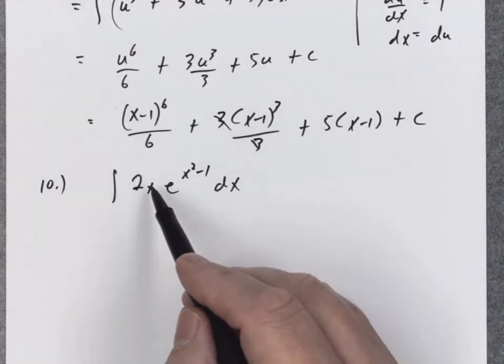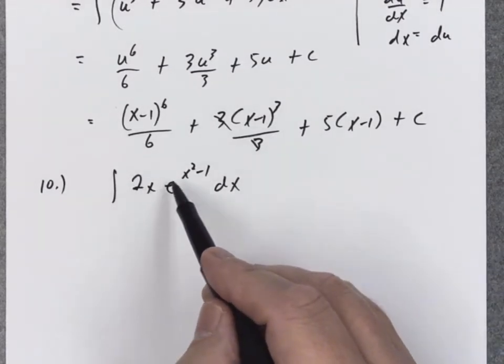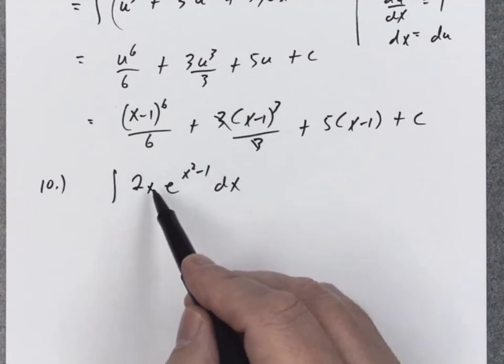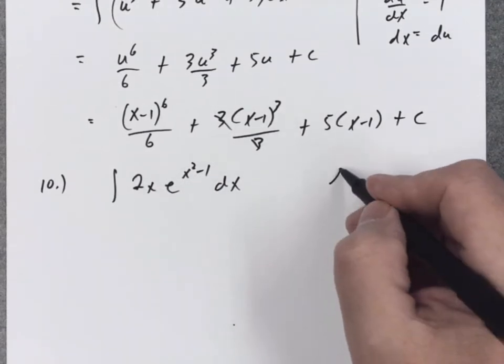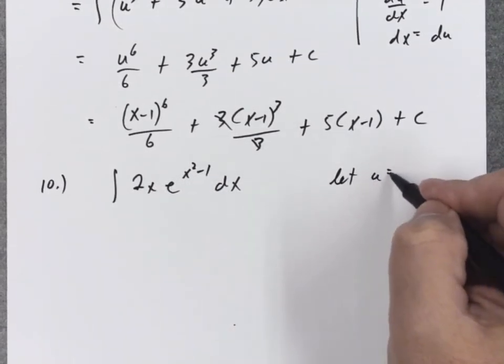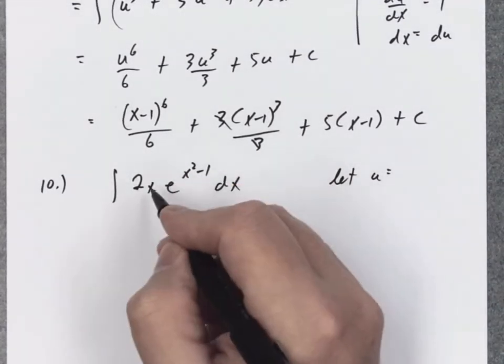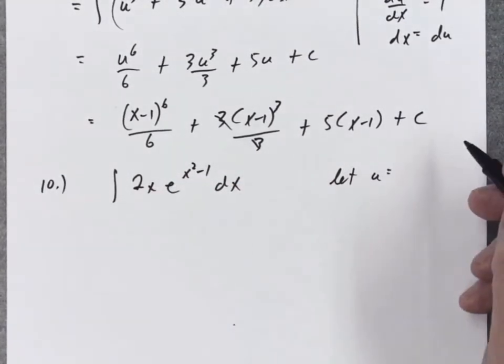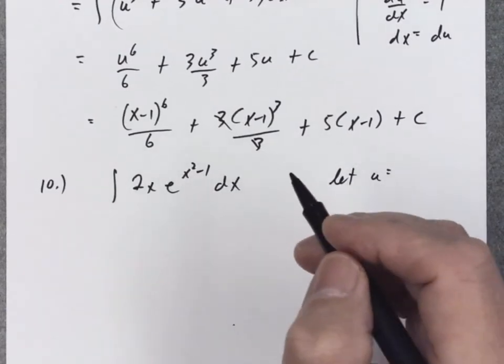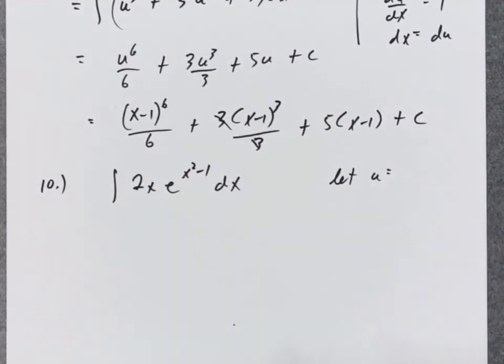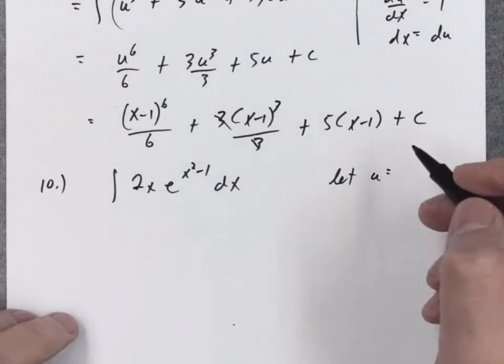So I look and I've got 2 here, but I've got this x here and this e to the x squared minus 1. So I say, well, what should I let u be, this whole thing or part of this? Once again, this is a case where if you do these enough, you sort of see what you probably should do.